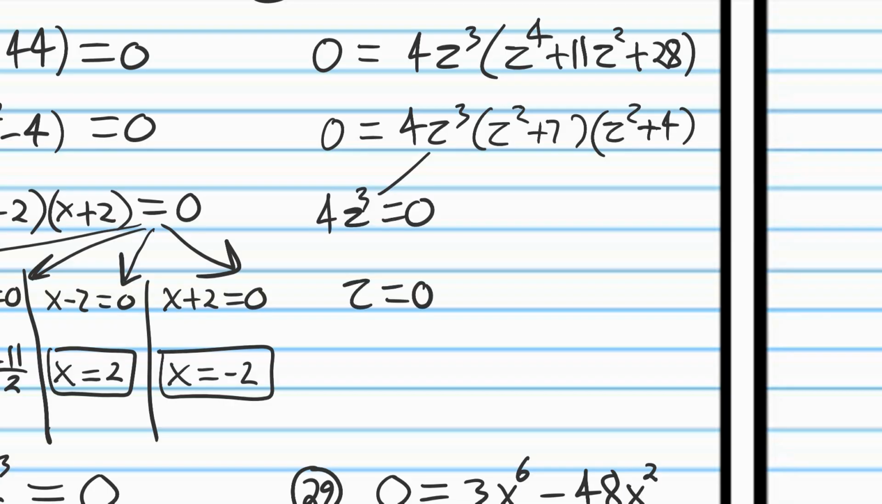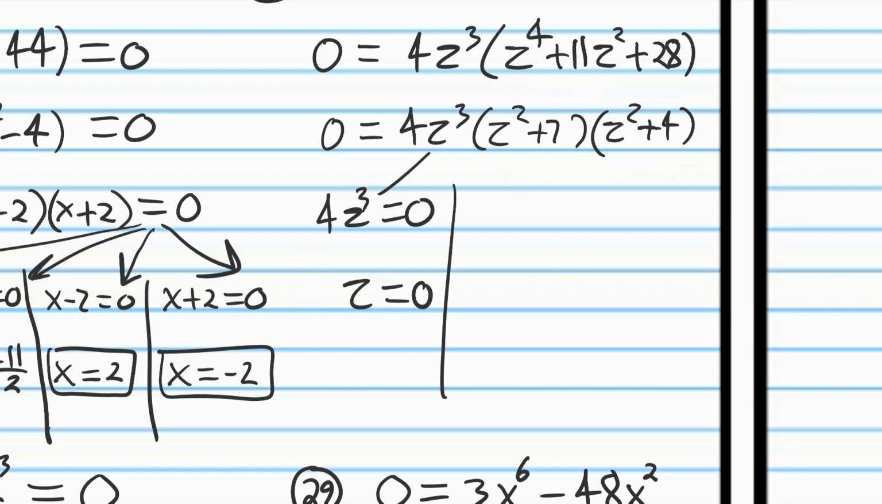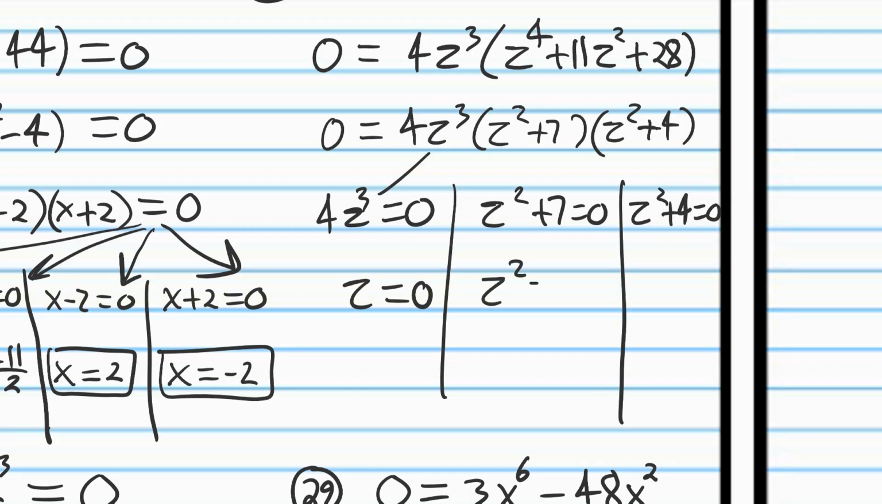All you have to do is write your answers. You have to show this part, but you don't have to show this part if you don't want to. So z squared plus 7 is equal to 0, and z squared plus 4 is equal to 0. Put the 7 on the other side, you get z squared is equal to negative 7, which is impossible, and over here you get z squared is equal to negative 4, which is impossible. So we rectangle this one, but we do not rectangle these because they're not answers.